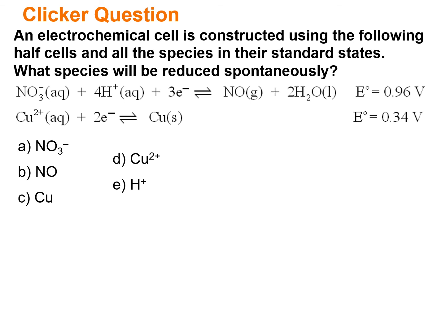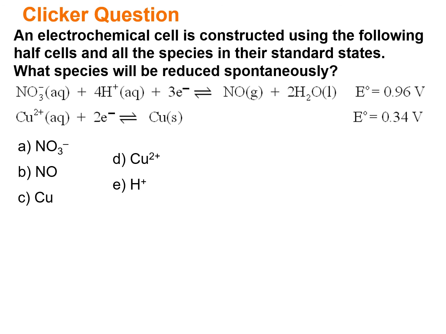Okay, so this one says we have an electrochemical cell and we have these two half cells present. Which one's going to be reduced spontaneously? So if we put these together, which one's going to want to be reduced? And so again, these are both reduction half potentials. And so we have to flip one of them, right? And so you can flip either one first.